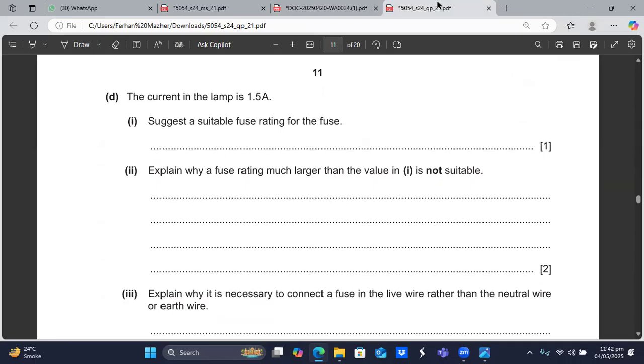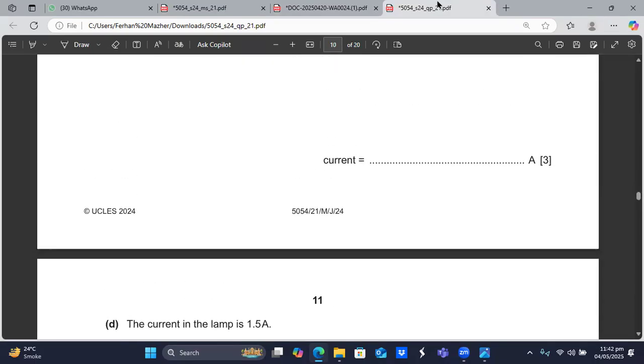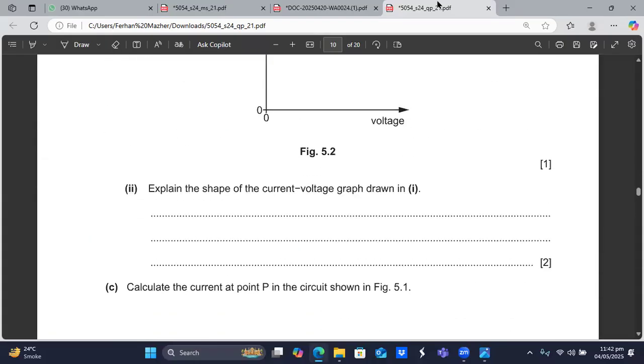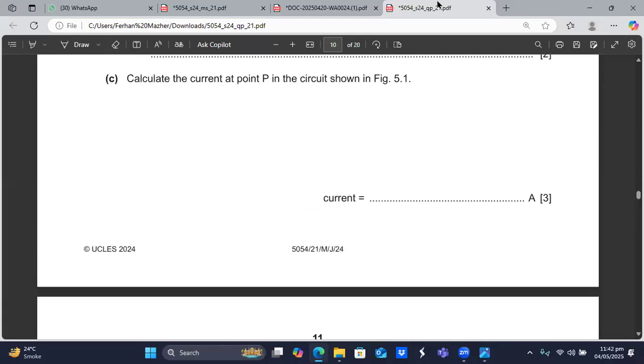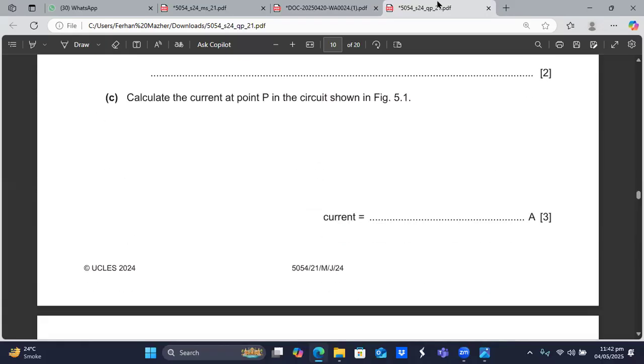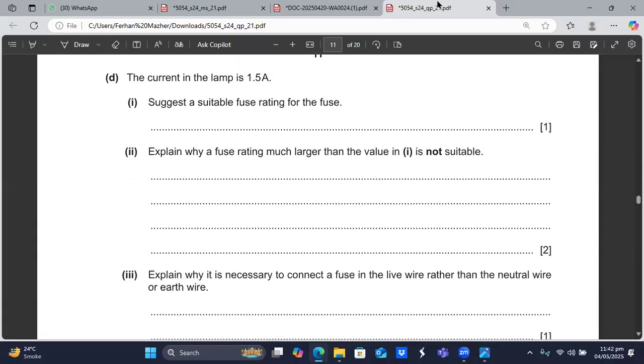So we are going to the next part. This is question number 5, and it's D part. It says, the current in the lamp is 1.5 ampere. Suggest a suitable fuse rating for the fuse.